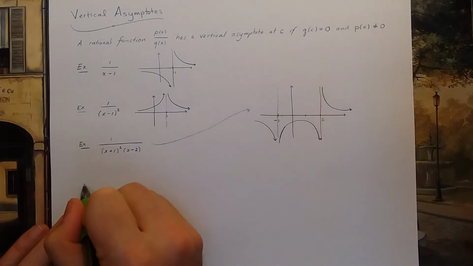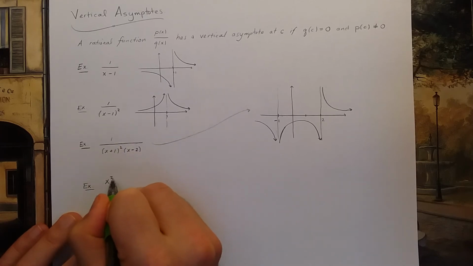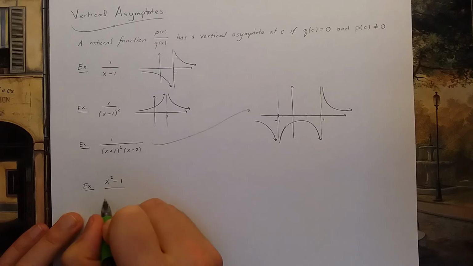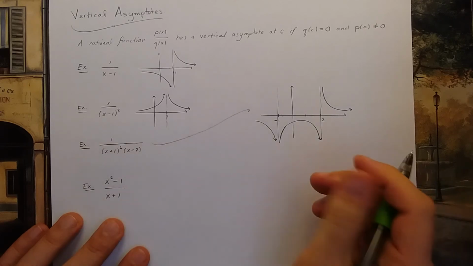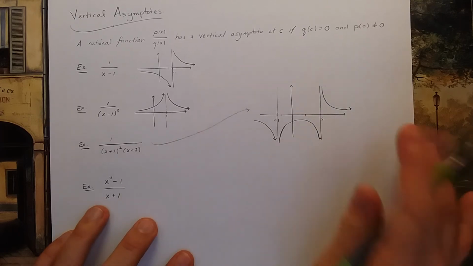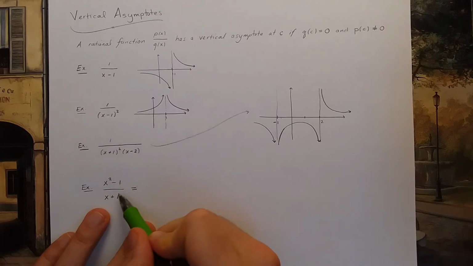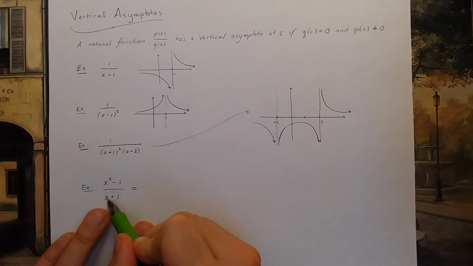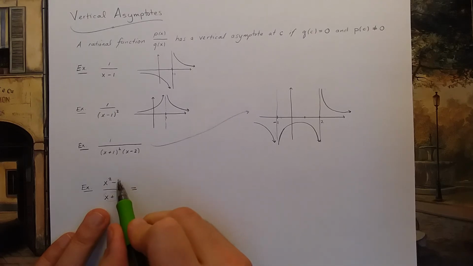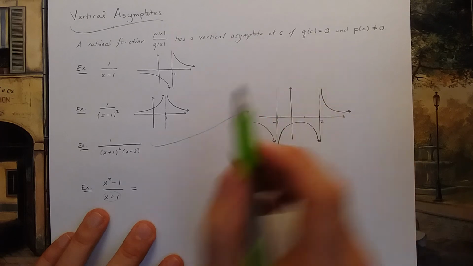Okay, let's finish this video with one example more. How about the function x squared minus 1 over x plus 1? This function actually does not have any vertical asymptotes. Why? Well, it looks like that minus 1 is a candidate for an asymptote. So minus 1 makes the bottom 0. But if I plug in x equals minus 1 into this top function, I also get 0. That means I do not have a vertical asymptote.